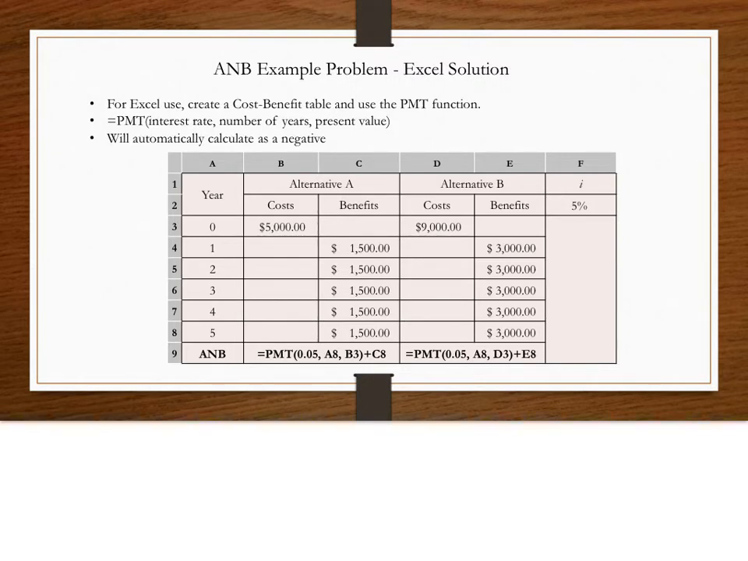We then take the PMT function a step further and add it to the cell containing a value representing the annual series. So for alternative A, we're using cell C8, which has a value of $1,500. For alternative B, we use cell E8, which has a value of $3,000.